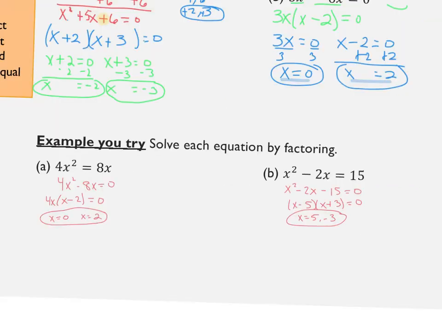For example, you try A, hopefully you recognize to subtract the 8x, and then notice that 4x is the greatest common factor. When you factor and solve, you do get x equals 0 and x equals 2. For the middle one, when you subtract the 15, you have x squared minus 2x minus 15 equals 0. Hopefully you recognize that factors to (x minus 5)(x plus 3), therefore x equals 5 and negative 3.